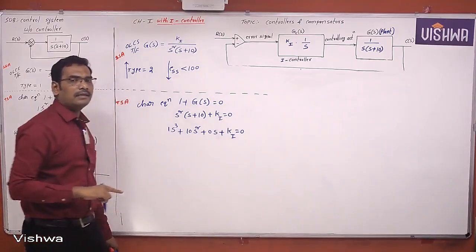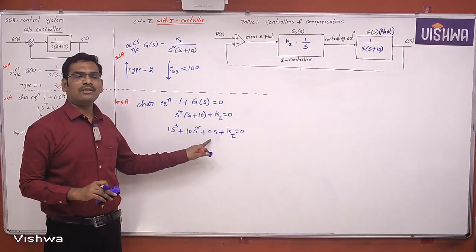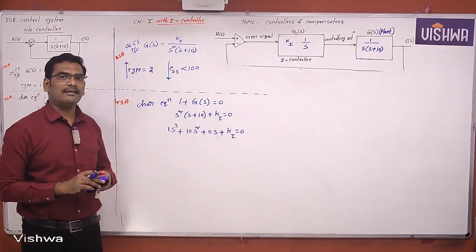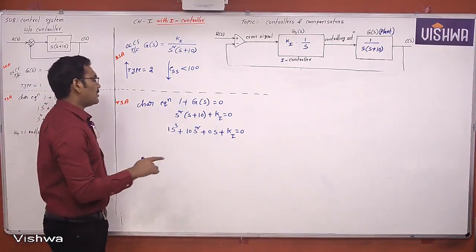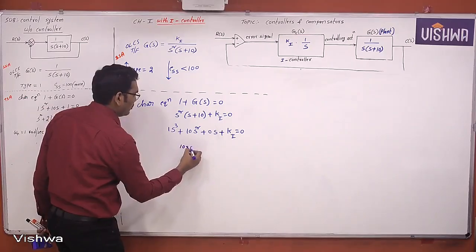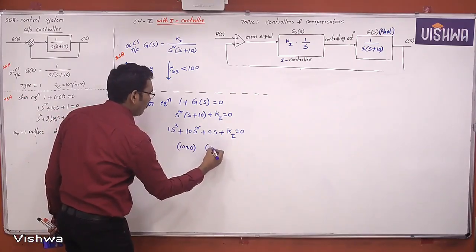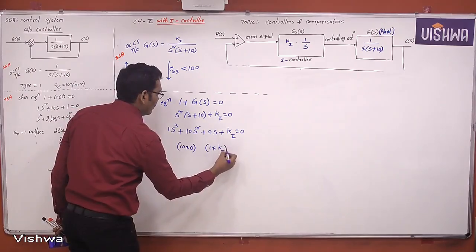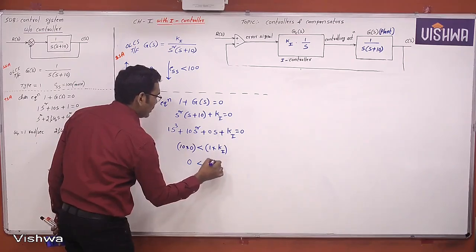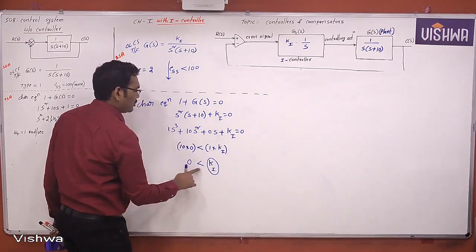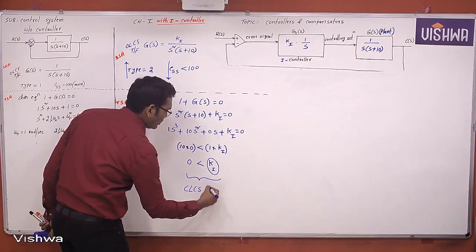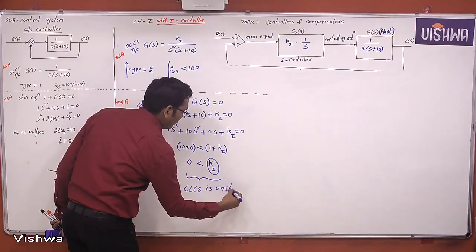For order 3, here one term is missing. You know that if any one of the terms is missing in the characteristic equation, or any negative terms are there, the system is unstable. Otherwise you have a shortcut method for order 3. What is the internal quotient product? 10 into 0. What is the external quotient product? 1 into Ki. The internal quotient product is 0, the external quotient product is the gain. Generally gain is always positive. The internal quotient product is less than the external quotient product, so definitely the closed loop control system is unstable.